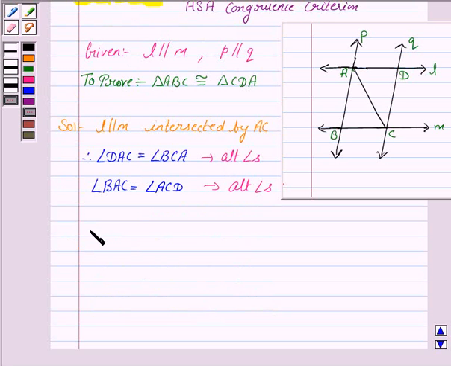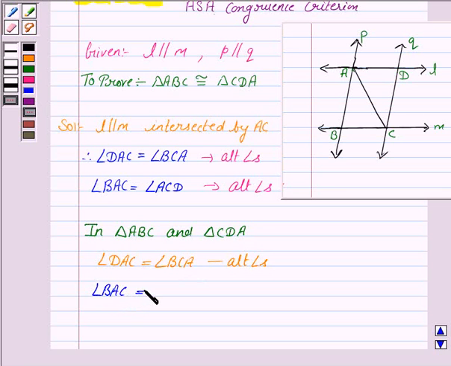Now, in triangles ABC and CDA, angle DAC is equal to angle BCA, as we discussed above, they are alternate angles. And similarly, angle BAC is equal to angle ACD.